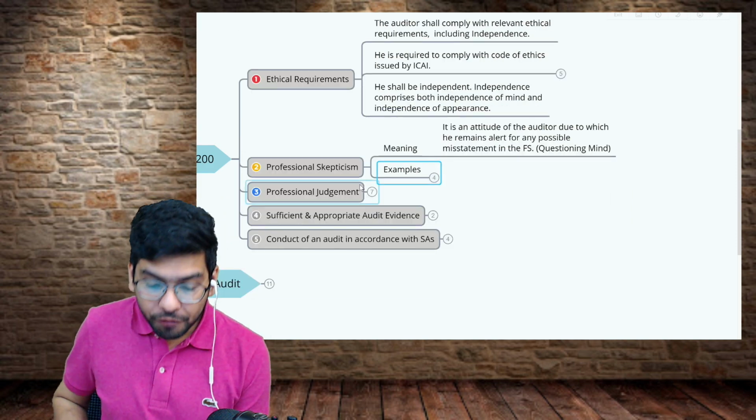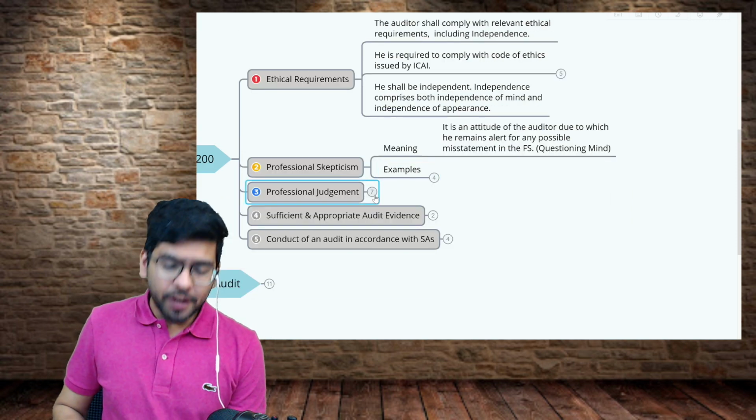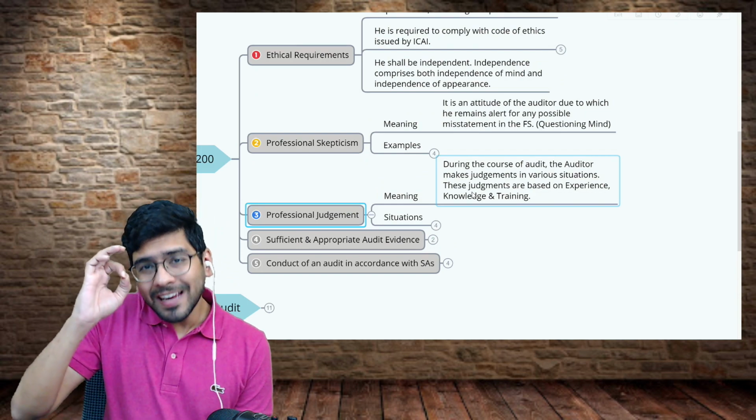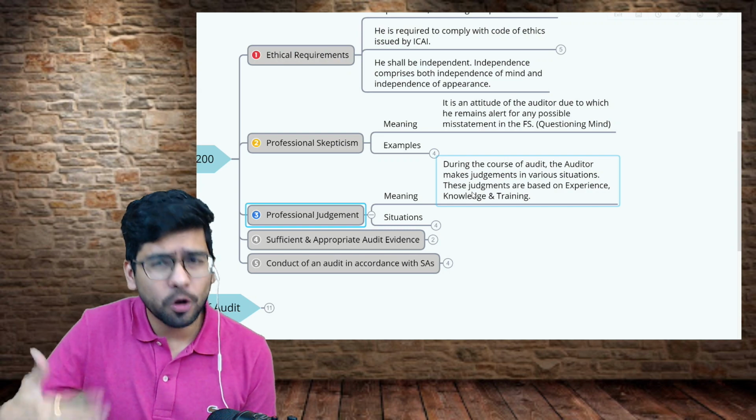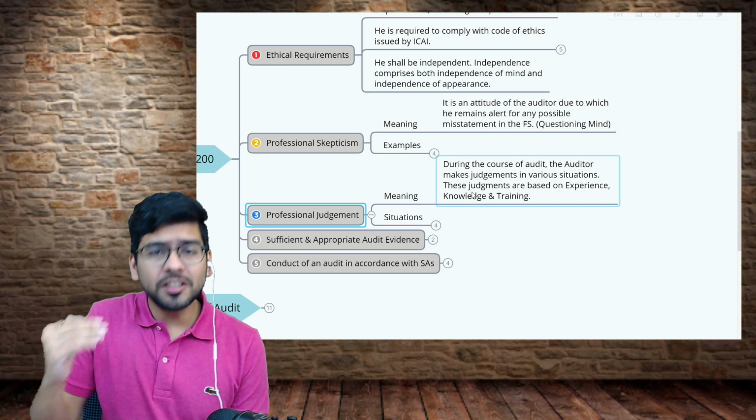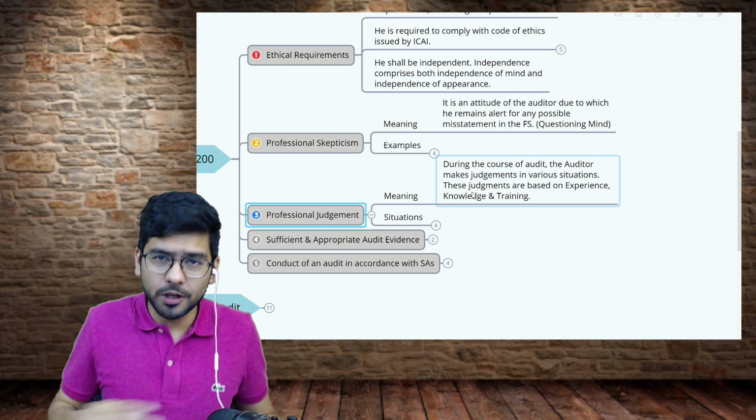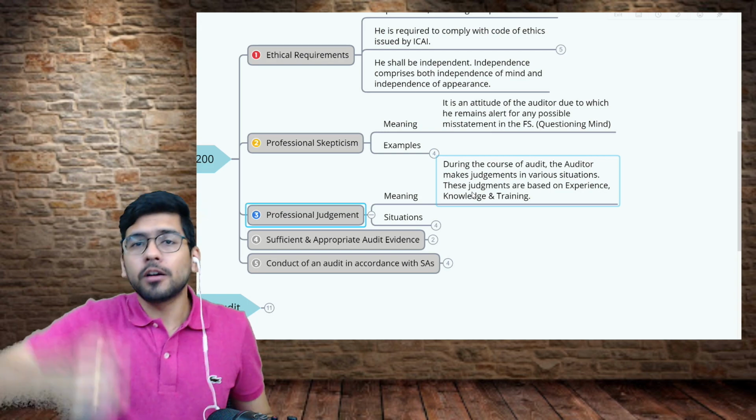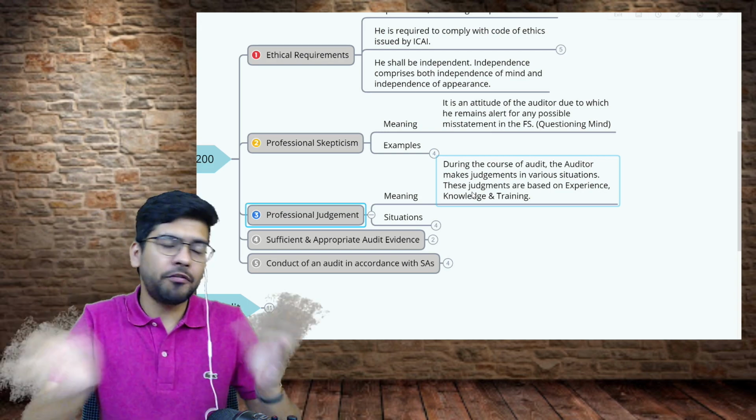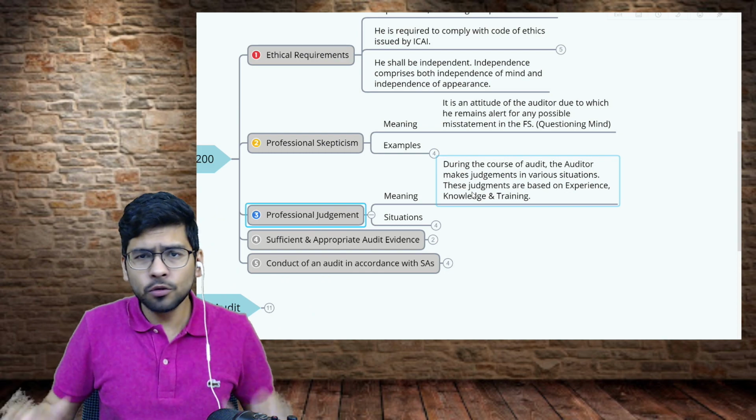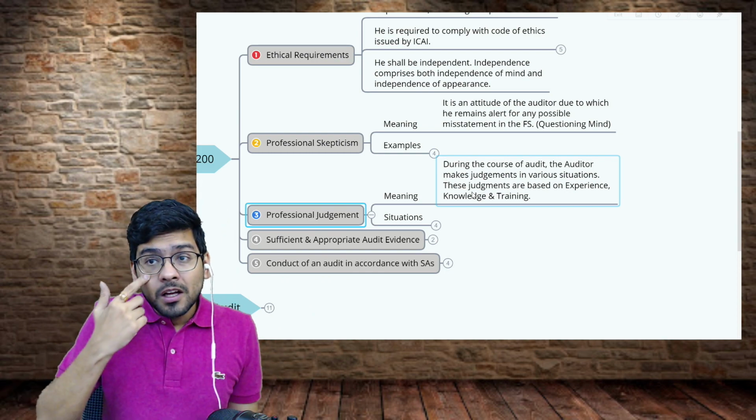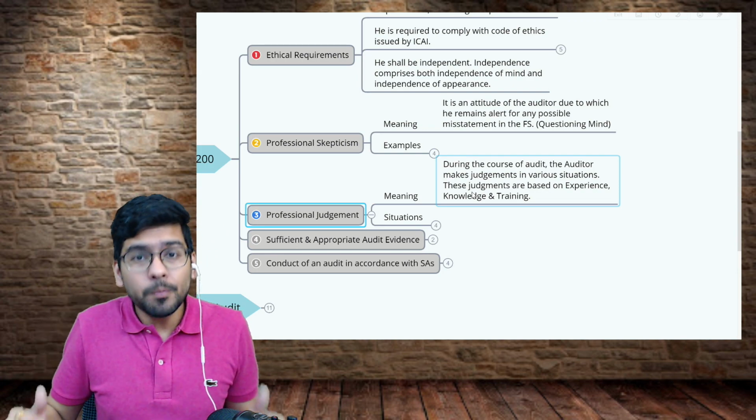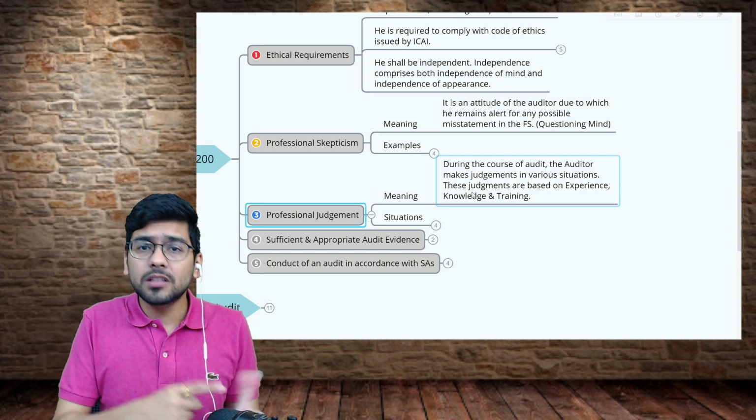Clear? Okay. Professional judgment, again a very important point. Almost in every aspect of audit, the auditor has to take a lot of decisions. Now these decisions should not be based on intuition, or let's say I toss a coin. If it is head, I'll do this; if it is tail, I'll do this. No, this is not how an auditor takes decisions. Rather, his decision should be backed by his experience, his knowledge and training.